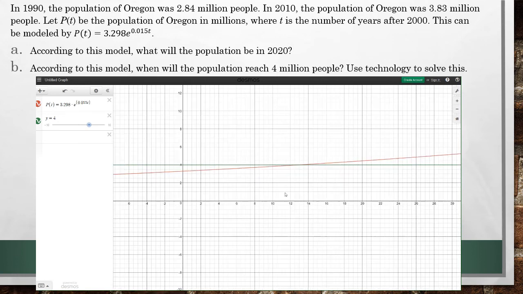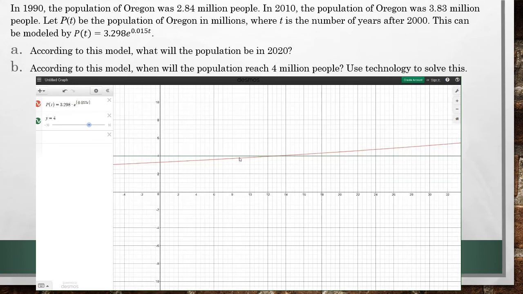I'm going to zoom out so we can see all of our function. So this red line stands for the formula for the population, and the green line is y equals 4. We can see those intersect right at this point here at 12.865. So that means that about 13 years after the year 2000, the population will be 4 million. So 13 years after the year 2000 is 2013.